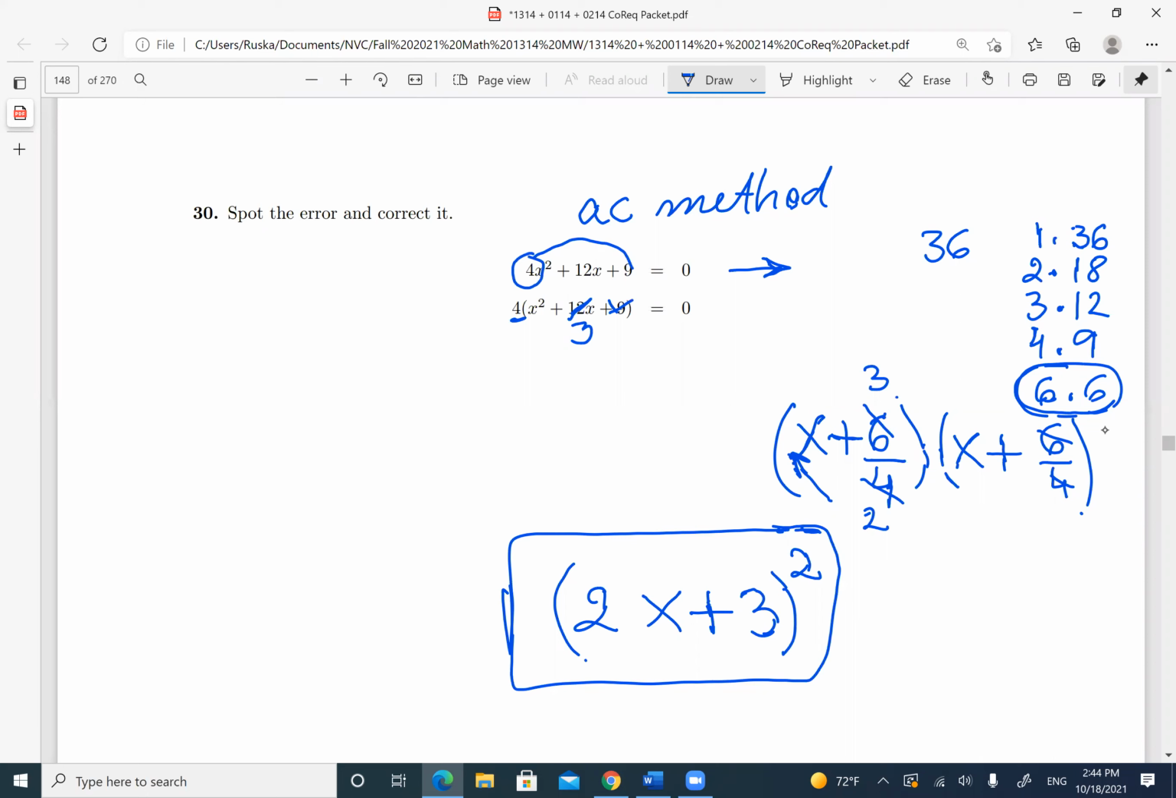Everybody understand that? So this is how you factor. You got it? Any questions? Okay, so this is all what you have for today. We're just factoring all different things.